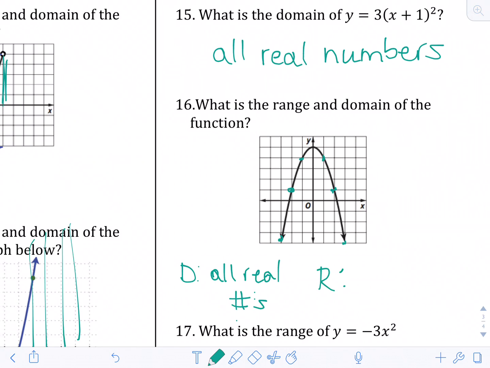For my range, though, I don't have any y values that go past this little border, and that border would be at 1, 2, 3, 4, 5. So here's 5. I don't have any numbers that go past that 5, so my range is y is less than or equal to 5.